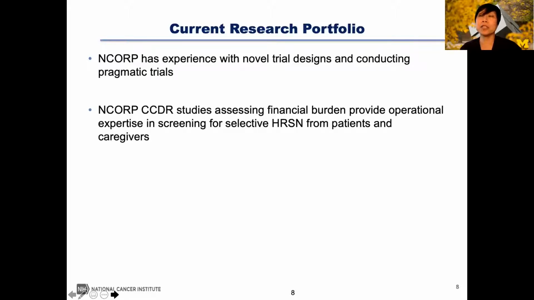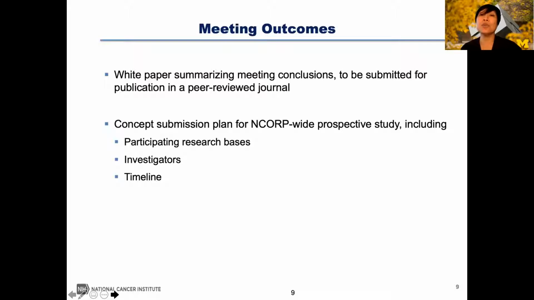NCORP has experience in novel trial designs and conducting pragmatic trials. NCORP CCDR studies have already assessed financial burden and are able to provide operational expertise in screening for selective health-related social needs from patients and caregivers. The goals of the meeting are to produce a white paper summarizing the meeting conclusions to be submitted for publication, as well as a concept submission plan for an NCORP-wide prospective study, including the participating research bases, relevant investigators, and the potential timeline.